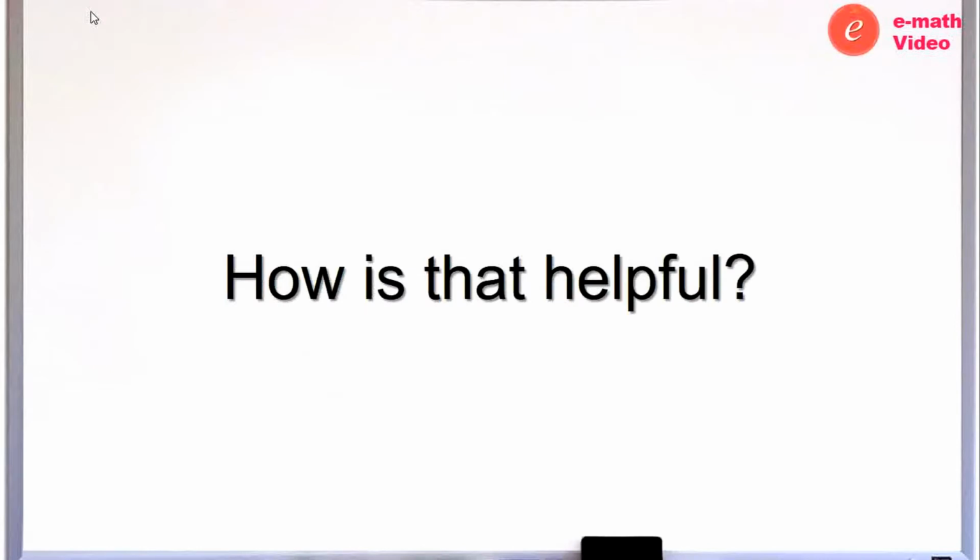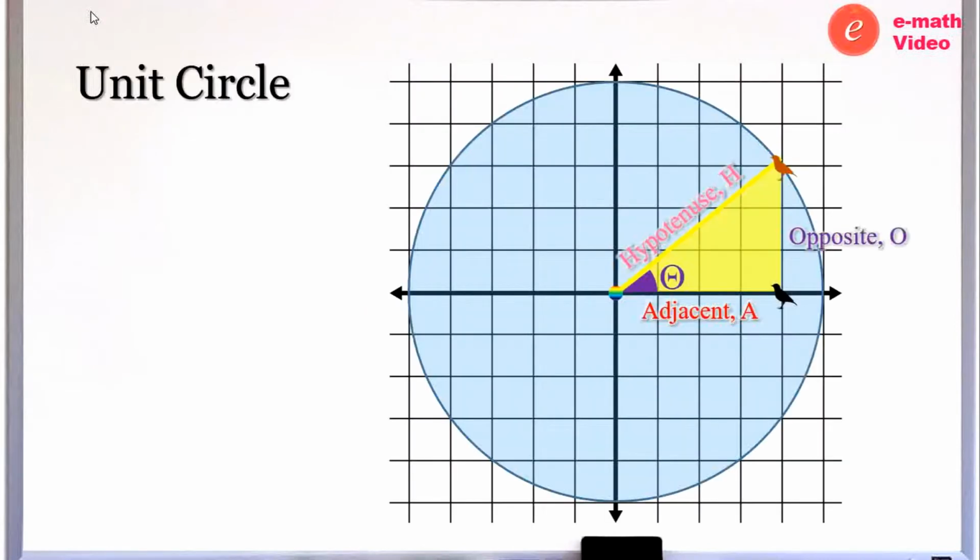How is that helpful? For the unit circle we had earlier, we know that radius equals to 1, so hypotenuse of this triangle also 1. Let's say the original coordinate of the bird is x, y. Automatically, opposite will be equals to y, and adjacent will be equals to x.